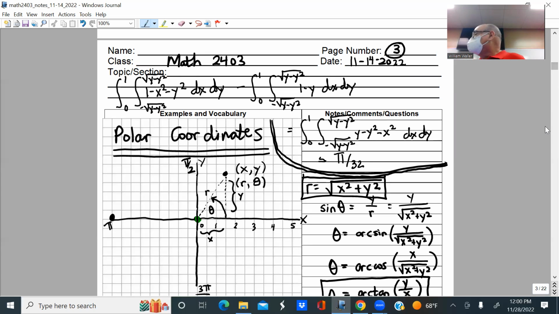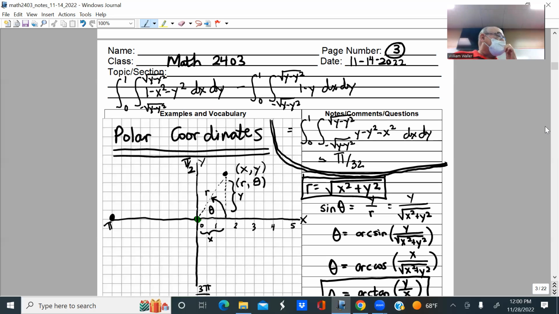All right. So just taking the difference of those two volumes is how we compute the volume of that little cap there, that little cutoff piece between those two surfaces. All right.